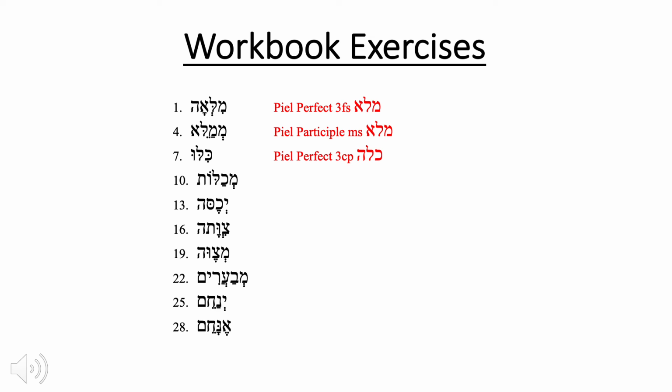Number 7 is a PL perfect 3CP from kala. The hey drops off before the shurik. We still have the dagesh in the lamed confirming that this is indeed a PL. How about number 10?